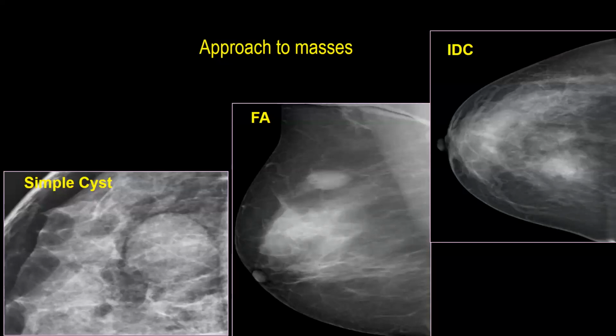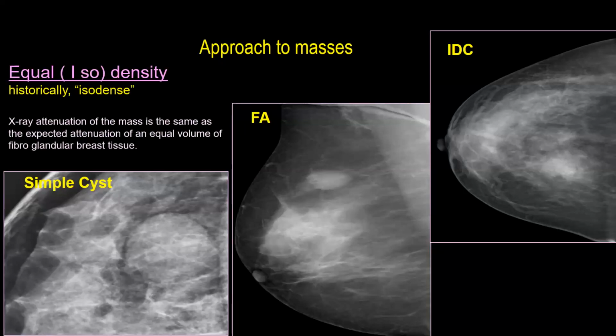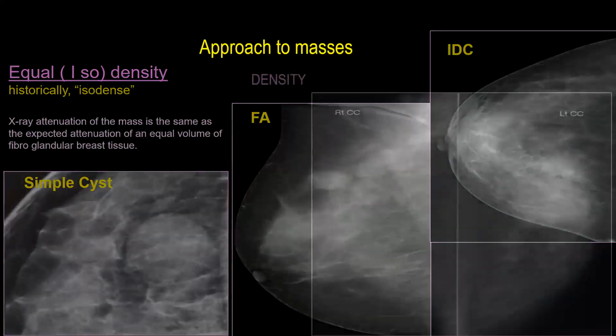Okay. And what about this? What do you think regarding how you approach the mass regarding its density? You have 3 examples: simple cyst, fibroadenoma, and invasive cancer. What do you think about the mass density? How are you going to call it? Equal density. Excellent. This is an equal density. Previously, historically, they called it isodense, but now they call it equal density when we compare to the same X-ray attenuation of an equal amount of fibroglandular parenchyma.